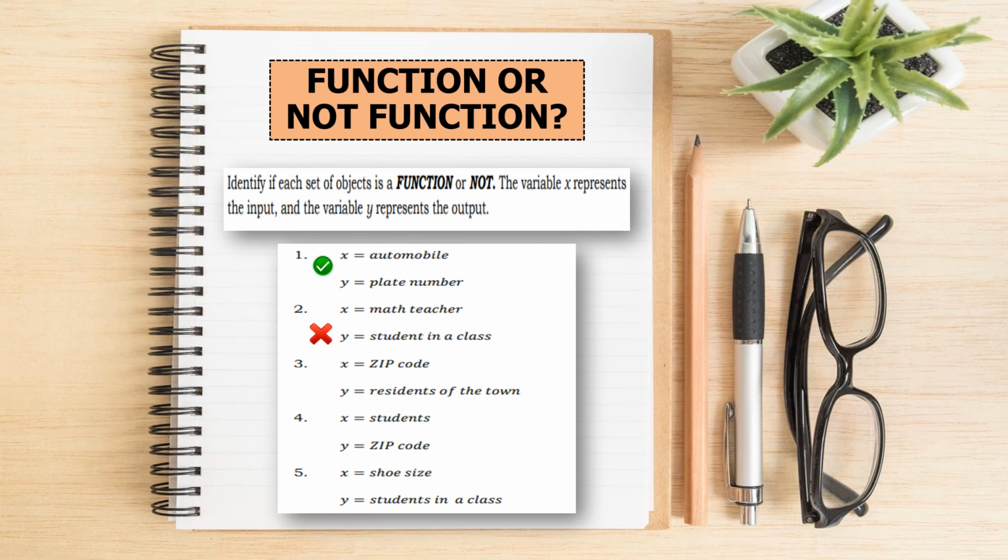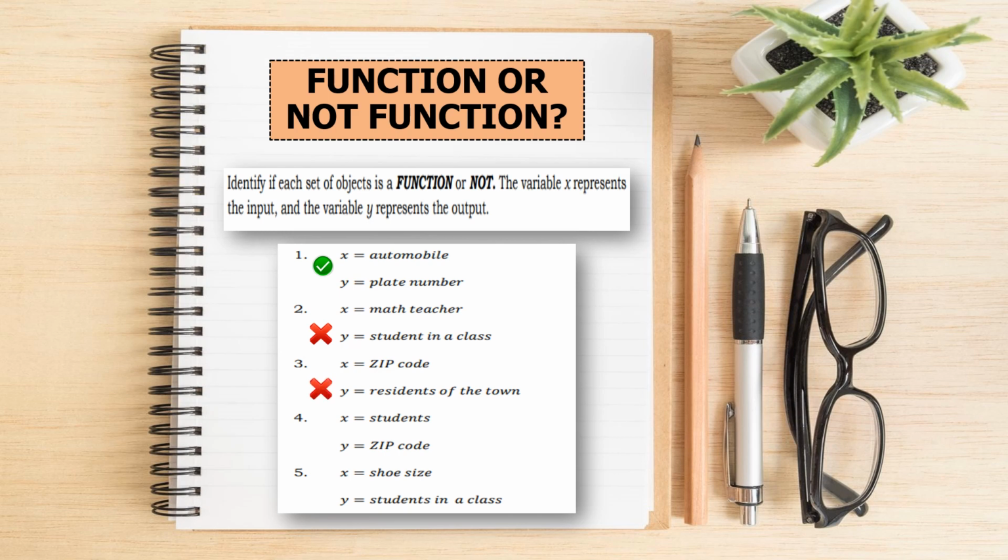Math teacher to student in the class, it is a one-to-many correspondence, then it is not a function. One math teacher is related to two or more students. Next, zip code to residents of the town. It is a one-to-many correspondence, then it is not a function.